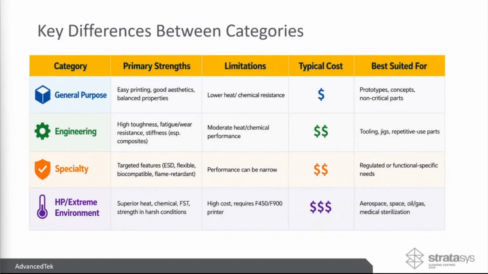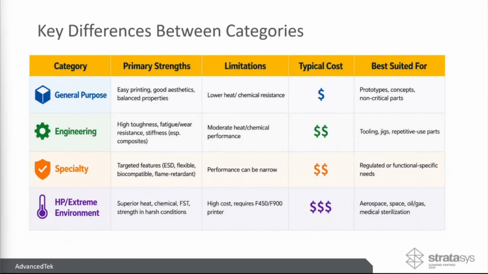Your specialty materials, primary strengths are ESD, flexible, biocompatibility or flame retardant. Its performance can be narrow, and it's about the same cost as the engineering grade materials. Best suited for regulated or function-specific needs.